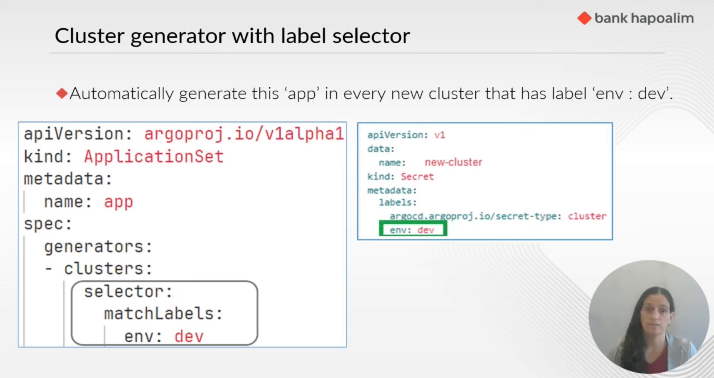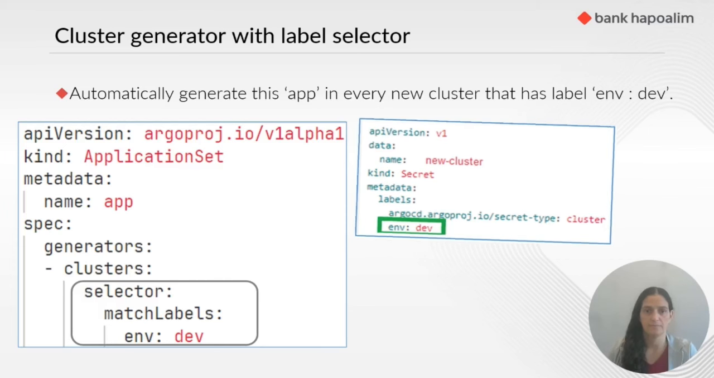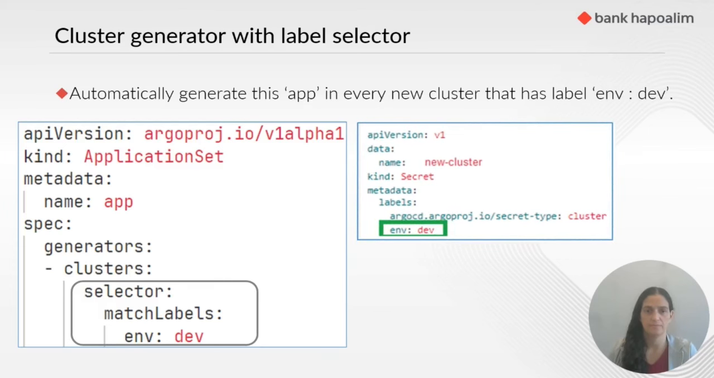We use the label selector to automatically generate a specific product application or a set of product applications in every new cluster according to its environment label. We just have to add the relevant environment label in the cluster secret.